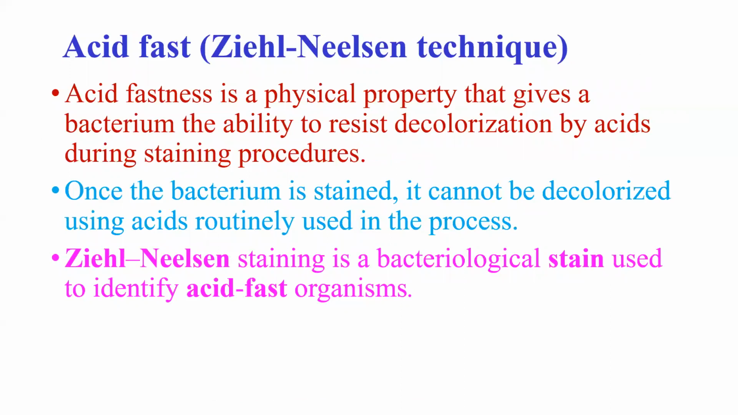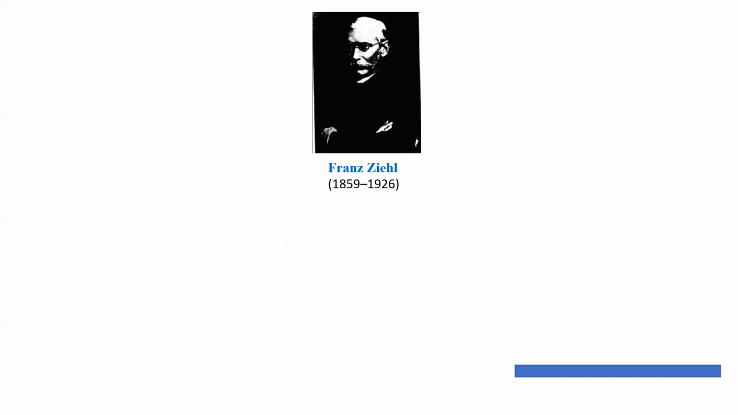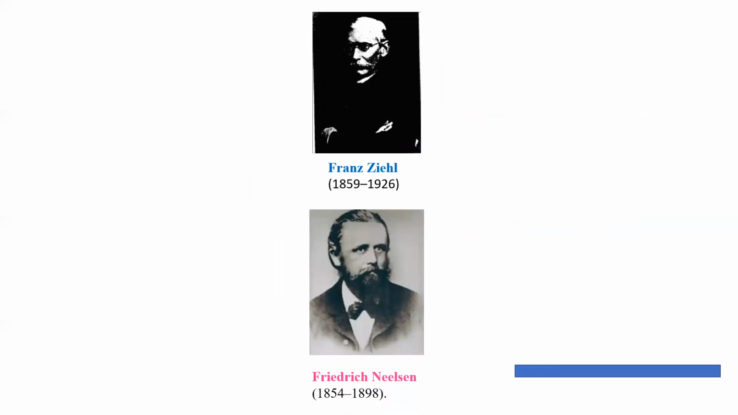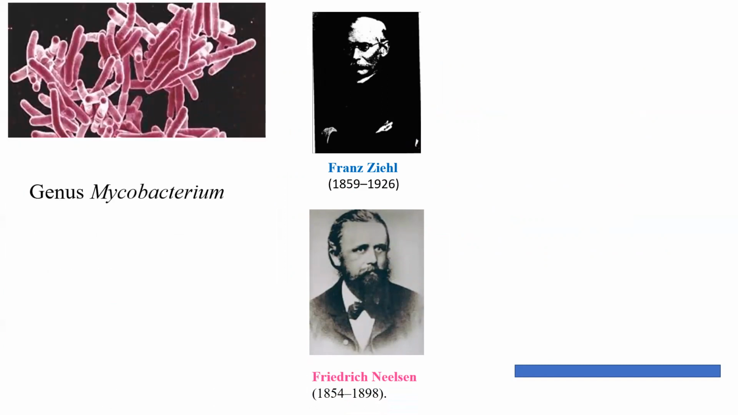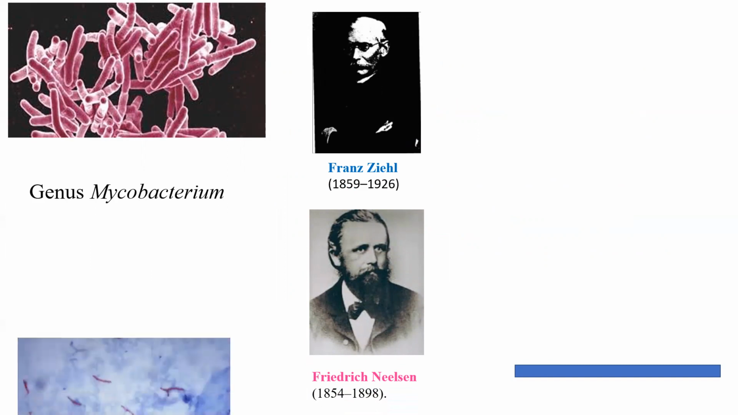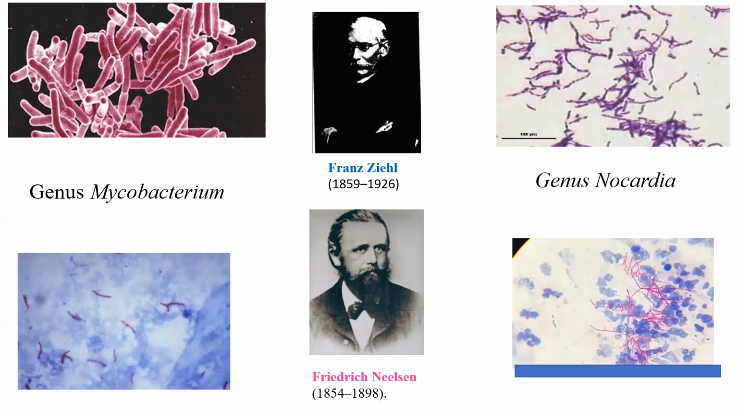Now, the next type of staining technique is known as acid-fast stain, that is the Ziehl-Neelsen technique. Acid fastness is a physical property that gives a bacterium the ability to resist decolorization by acids during staining procedures. Once the bacterium is stained, it cannot be decolorized using acids routinely used in the process. Ziehl-Neelsen staining is a bacteriological stain used to identify acid-fast organisms. Franz Ziehl and Friedrich Neelsen proposed this staining technique, which is used to stain the genus Mycobacterium and also genus Nocardia.